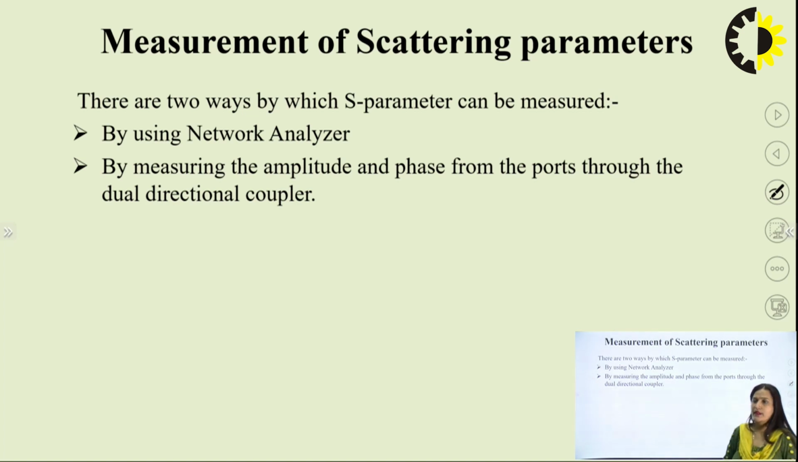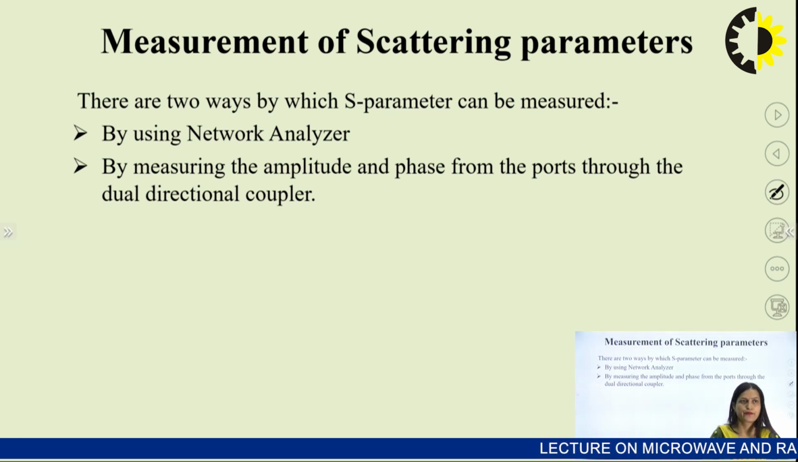Scattering parameters are the parameters through which we can find out your device characteristics, right? The scattering parameters can be measured by two methods. One is the network analyzer, and the second is measuring the amplitude and phase from the ports through the dual directional coupler. First we will study the measurement of S parameters using a network analyzer, then the measurement of amplitude and phase through the dual directional coupler.